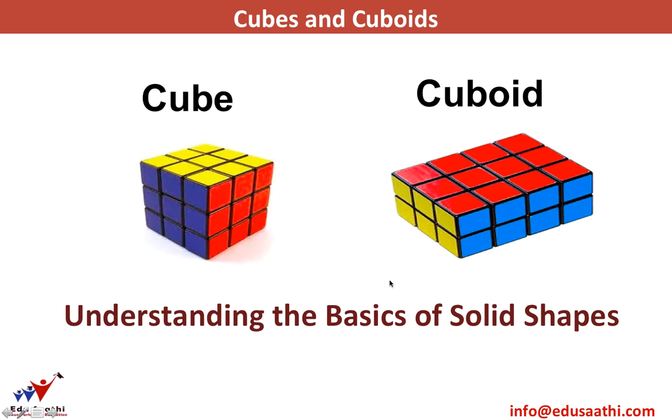What is a cube? A cube is a 3D figure which has all three sides equal. So this side is equal to A, this side is also equal to A, and this side is also equal to A. Now a cuboid is also a 3D figure, but all the three sides are of different length. Let's say this is L, then this would be B, and this height would be H. So basically the difference is that all the three, length, breadth and height, are same in a cube, whereas in a cuboid they are different.